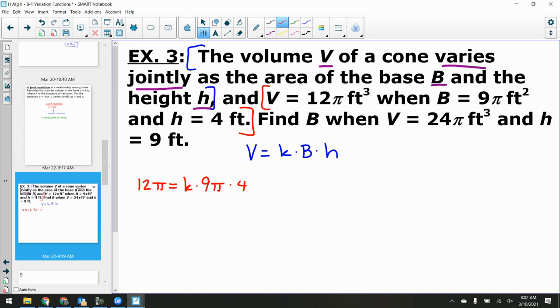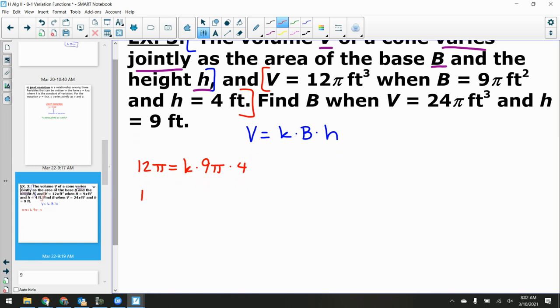I've basically put in all of my information and I've left k as my variable because now I can solve for it. So just simplifying it on the right side, 12 pi is equal to 36 pi k. Divide by 36 pi over to the other side. Pi's will cancel. So 12 over 36 is 1/3.